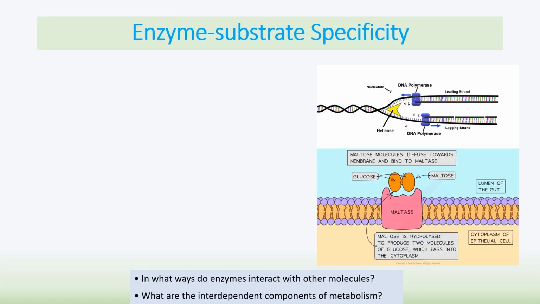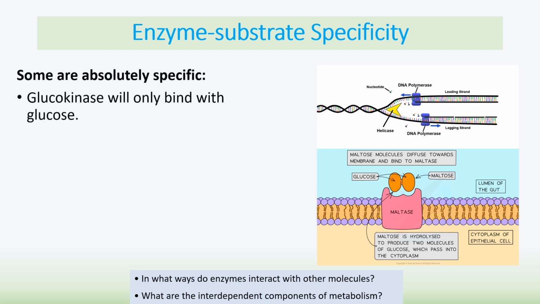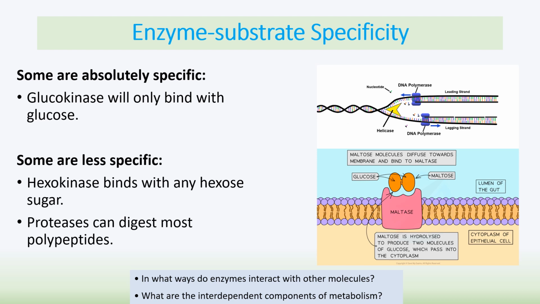So this specificity is really important. This is what makes enzymes specific. They'll only break down mainly one substrate. So for example, glucokinase will only ever bind to the substrate glucose, but some are less specific. There's something called hexokinase, which will bind to any hexose sugar, and proteases will digest most polypeptides. So whilst you may have heard of specific ones such as pepsin, actually they're quite generic as protein digesters.